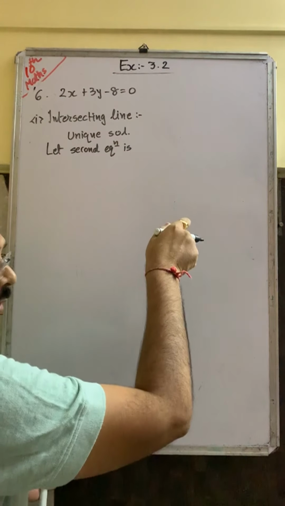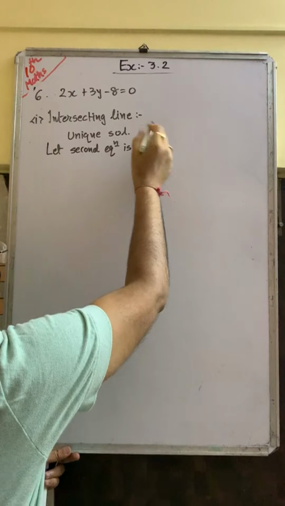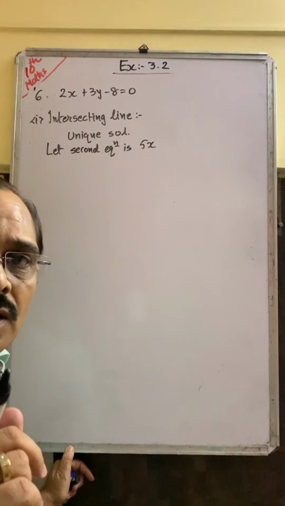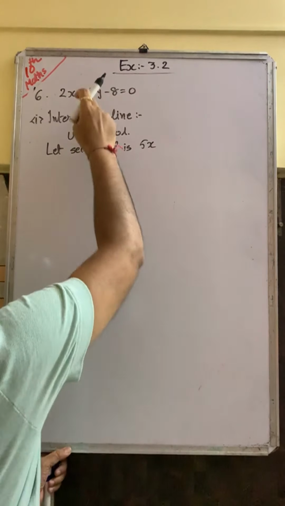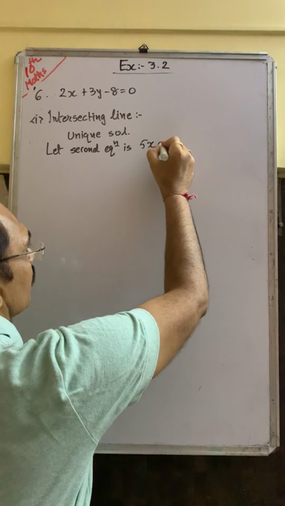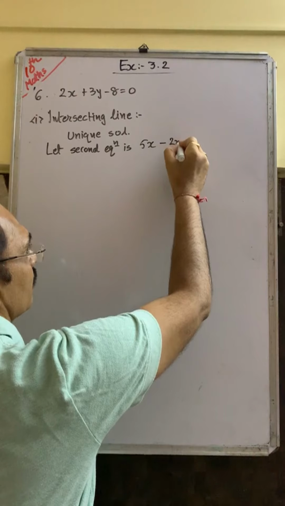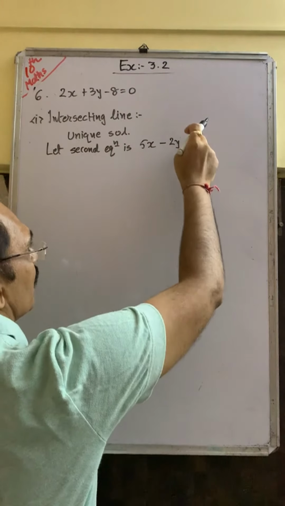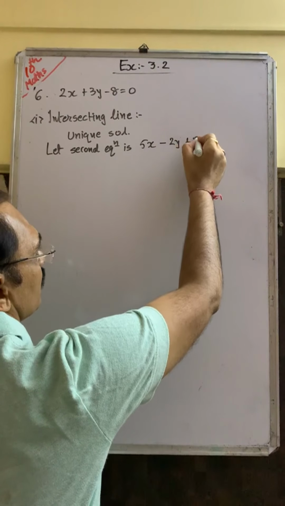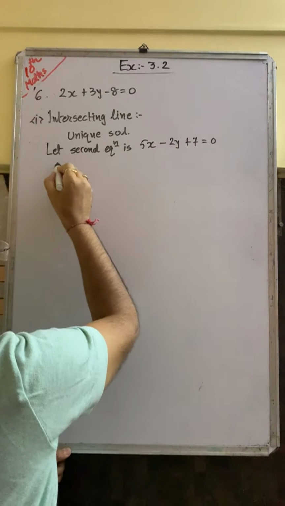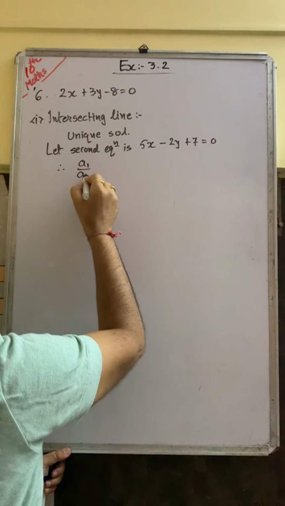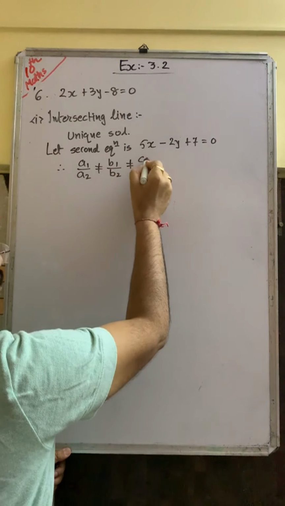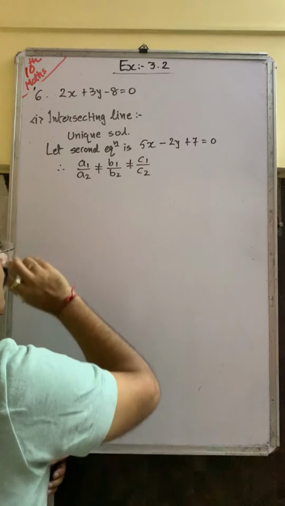2 upon something. Suppose I take 5x, so 2 upon 5 is a1 upon a2. But it should not be equal to b1 upon b2. So suppose minus 3 upon 2y, so a1 upon a2 is not equal to b1 upon b2. And that is not equal to c1 upon c2, plus suppose 7 equals 0. Therefore, we can derive a1 upon a2 is not equal to b1 upon b2 is not equal to c1 upon c2.